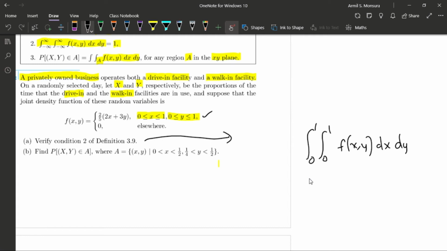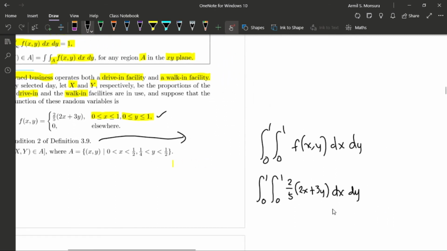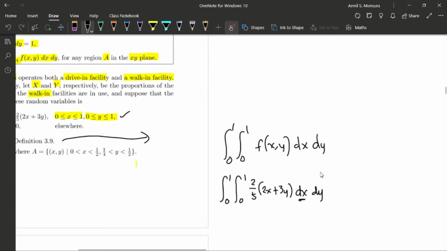Okay, so in this case, if we integrate this first, this is 2/5 of (2x plus 3y) dx dy. This indicates that we will have to integrate this with respect to x first, kasi x yung pinakaloob na differential. So we will have to integrate this with respect to x. And if we are integrating this with respect to x, y is treated to be constant. Okay? So, this is how we integrate this now.